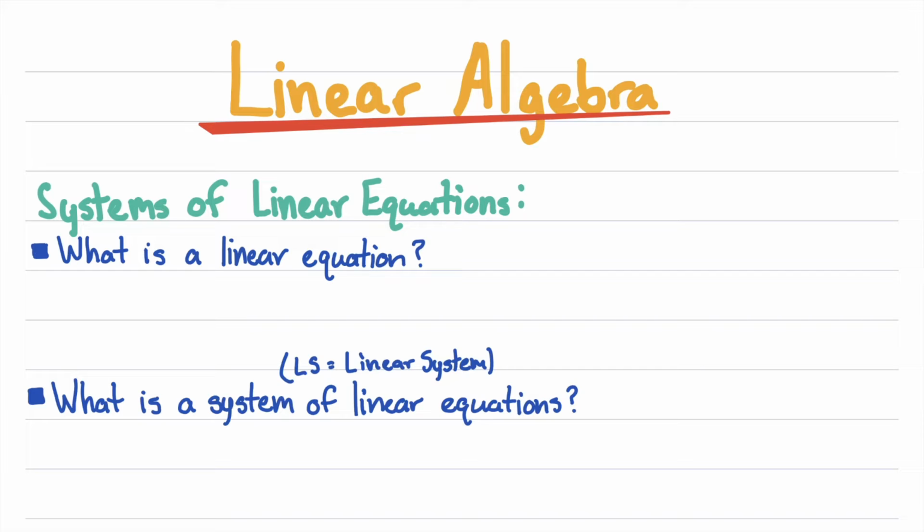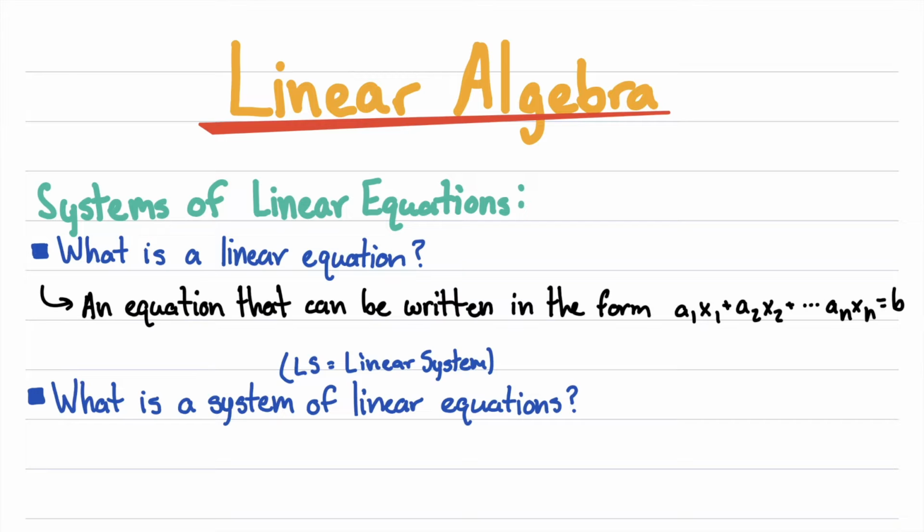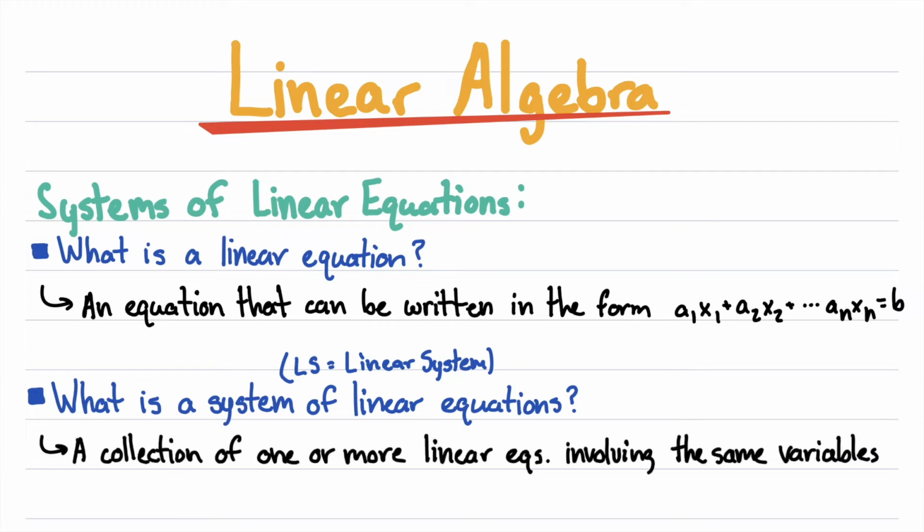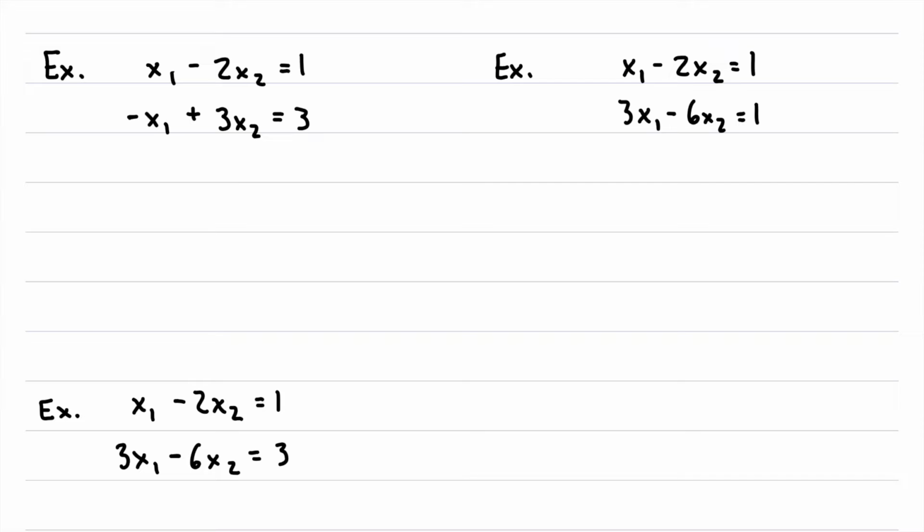So what is a linear equation? Well, a linear equation is an equation that can be written in the form a1x1 plus a2x2, and so on and so forth, plus anxn equals b. And if that is the definition of a linear equation, then a system of linear equations is just multiple linear equations that have the same variables. Now I have 3 example problems to show you.